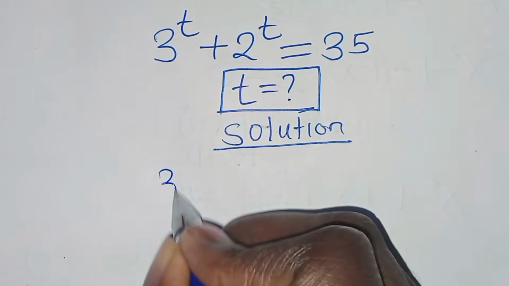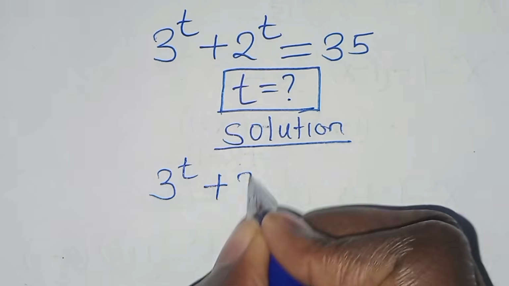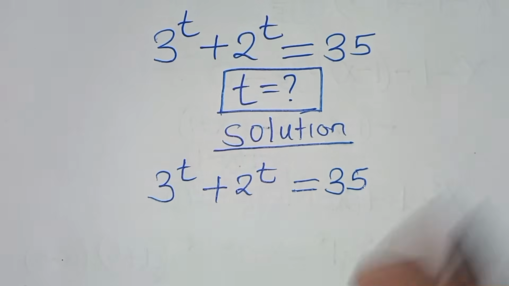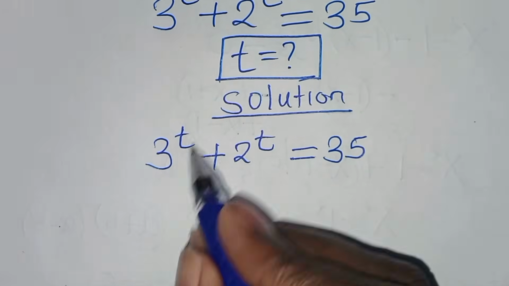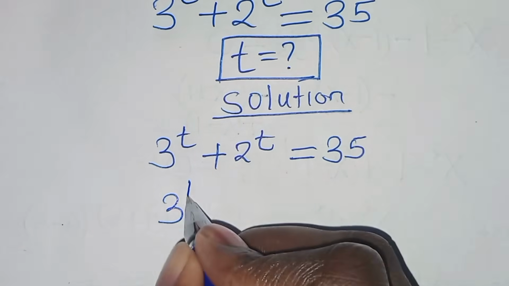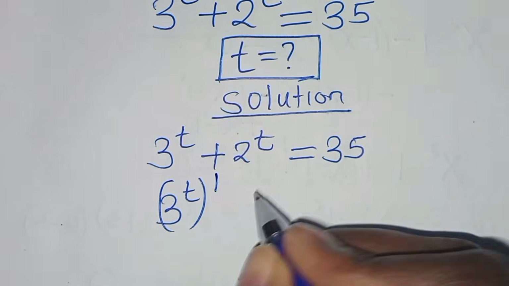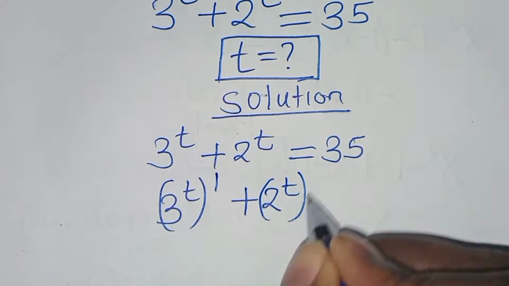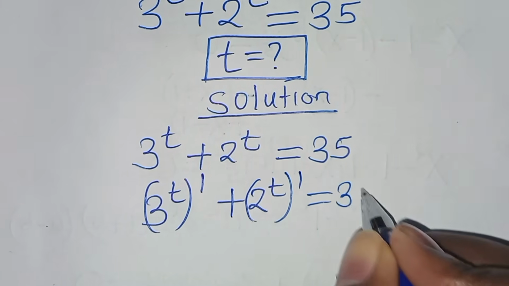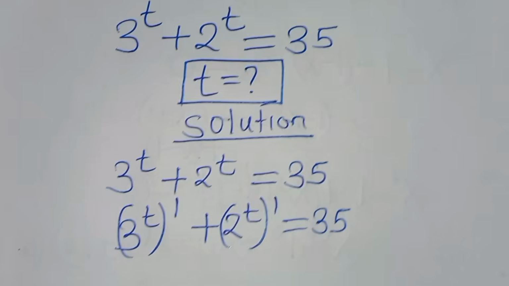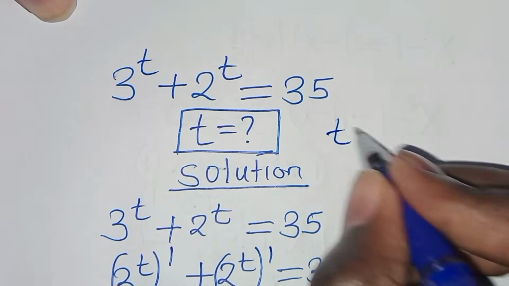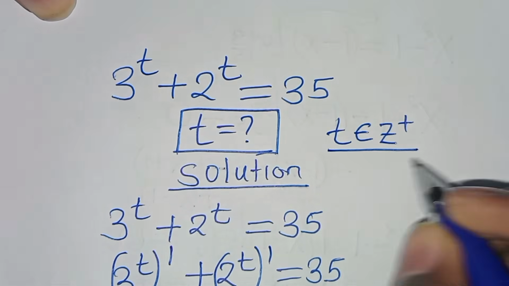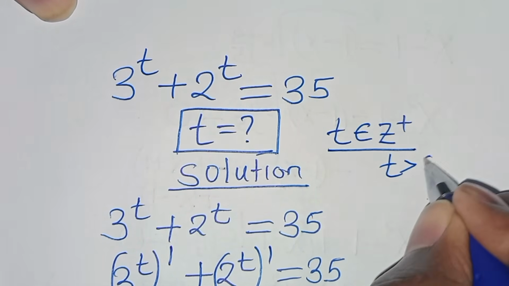So we have 3 to the power of t plus 2 to the power of t. This is equal to 35. We can express 3 to the power of t as 3 to the power of t raised to the power 1, then plus 2 to the power t can also be expressed as 2 to the power t raised to the power 1. This is equal to 35. And something to note here, t is a member of positive integers, as well as t is greater than 0.